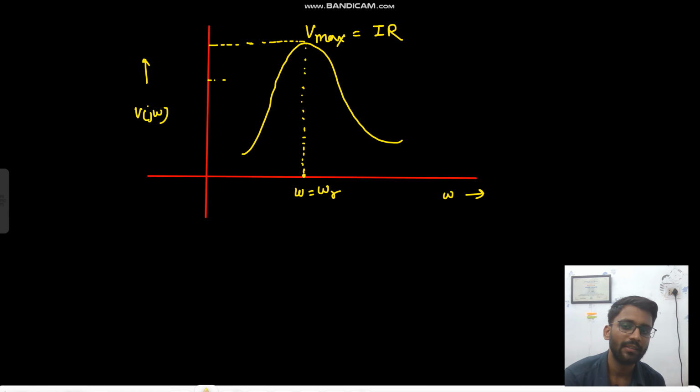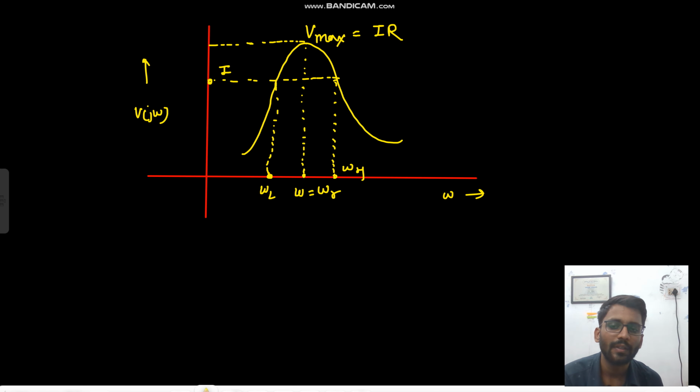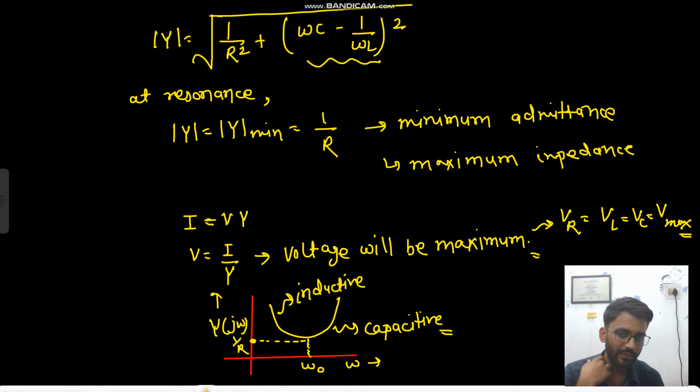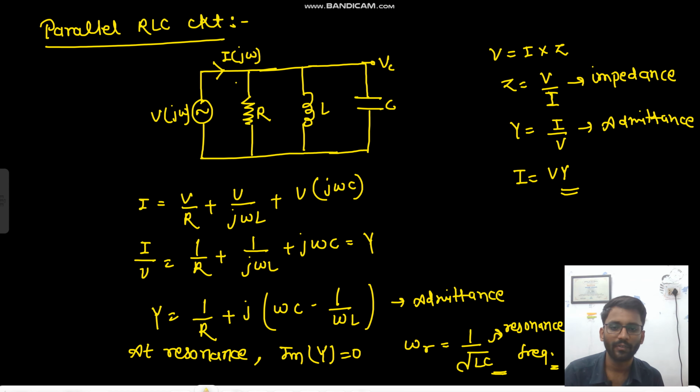And there will be the 3 dB frequency. I don't need to rewrite the concept of 3 dB frequency now. So here we will have the value V max by root 3. So this is omega L, this will be omega H. So here we will have the magnitude equal to IR by root 3. So again, your V is equal to I by Y. And what is the value of Y?